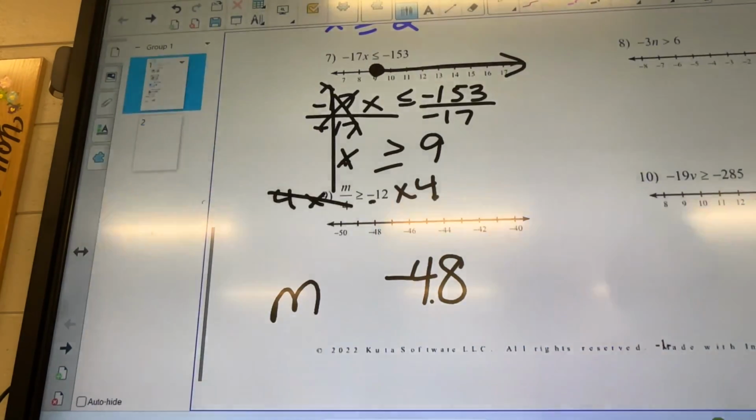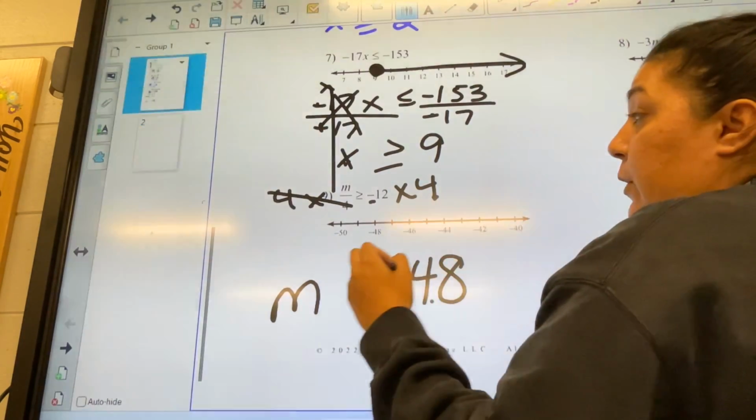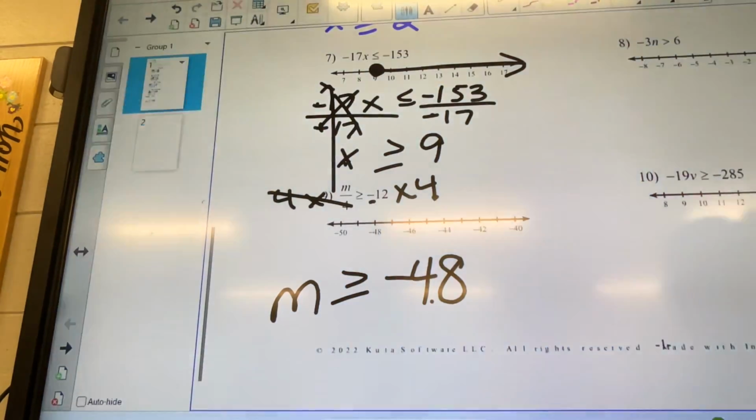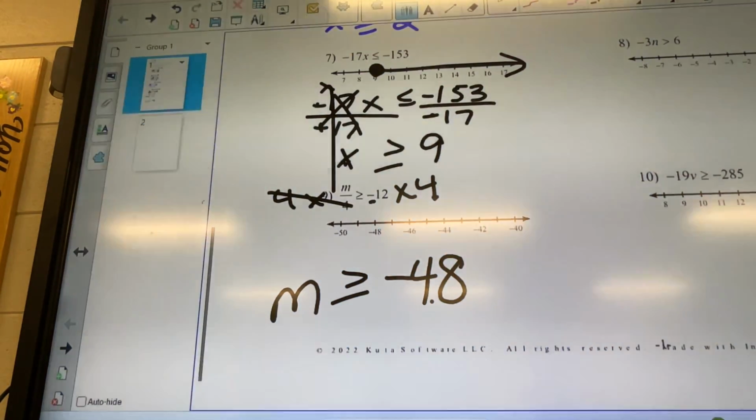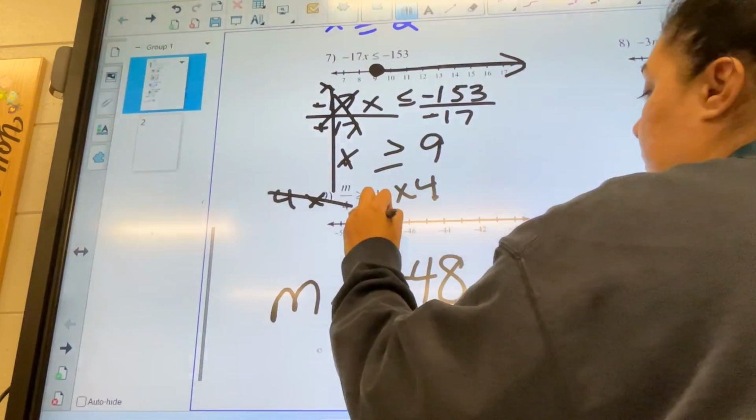Okay, the 4 would have had to be negative. So we do not flip the sign. It's gonna be like that. Is that gonna be an open or closed dot? Closed dot. Going which way? To the right.